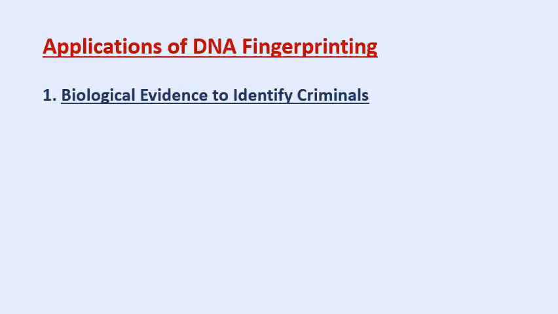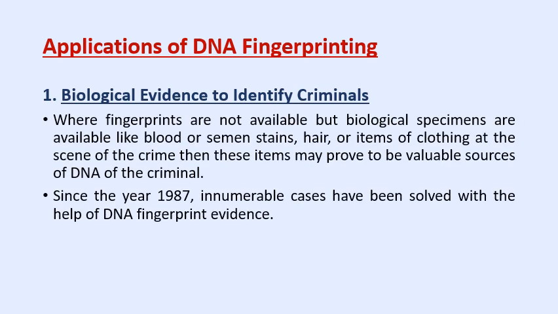Applications of DNA fingerprinting. First is biological evidence to identify a criminal. Where fingerprints are not available, but biological specimens are available, like blood or semen stains, hairs, or items of clothing at the scene of the crime, then these items may prove to be a valuable source of DNA of the criminal. Since the year 1987, innumerable cases have been solved with the help of DNA fingerprint evidence.